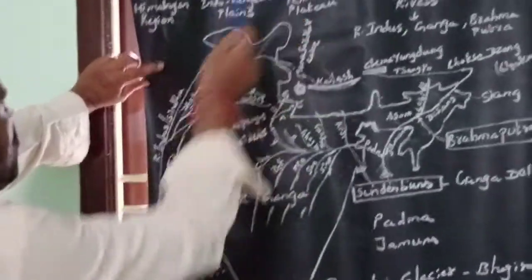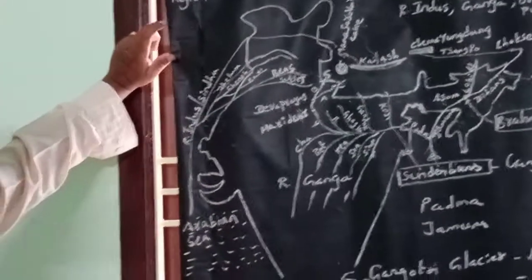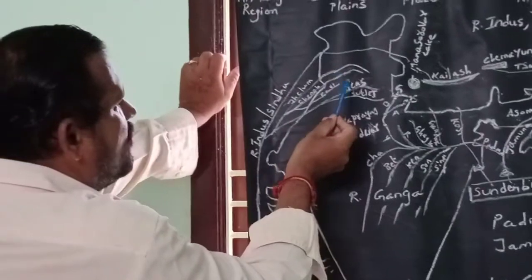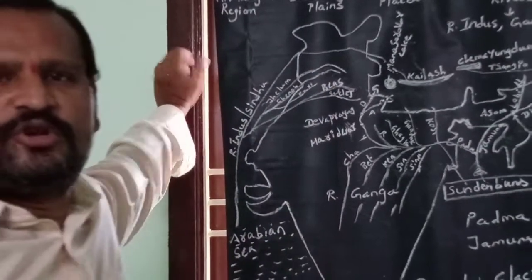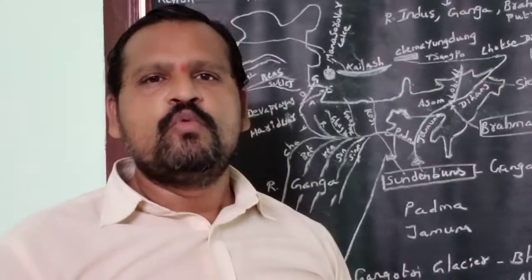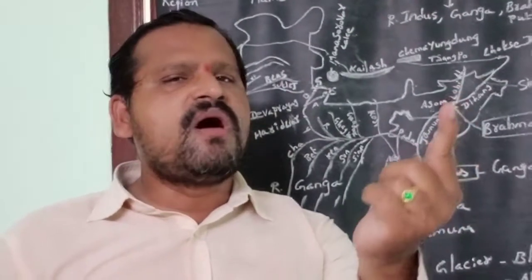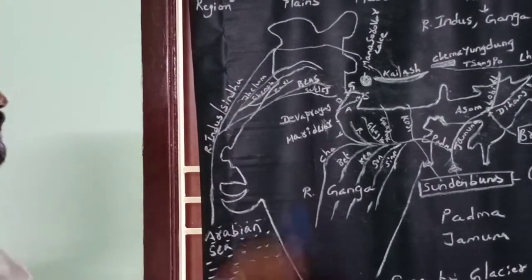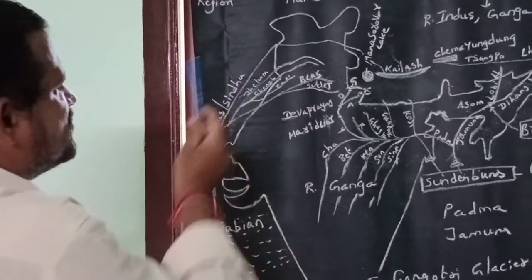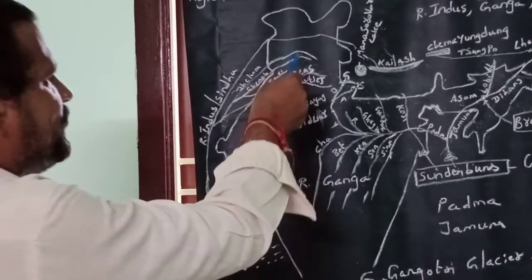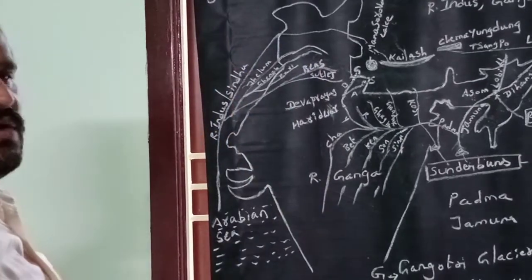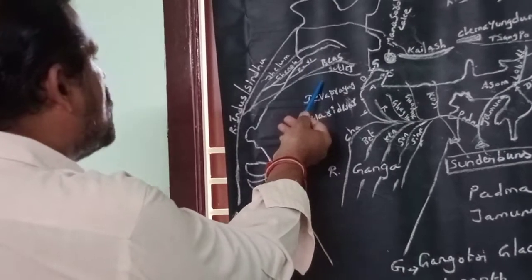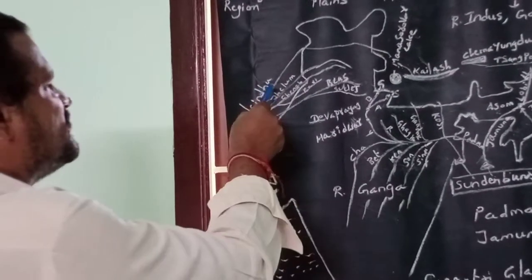Okay, children. Now, this river Indus has five tributaries: Jhelum, Chenab, Ravi, Beas, Satluj. First of all, you should know what is meant by tributary. When a small river joins a big river, then the small rivers are called tributaries. For example, Jhelum is a small river, Chenab is a small river, Ravi is a small river, Beas is a small river, Satluj is a small river, and they join the big river called River Indus. These rivers are called tributaries.